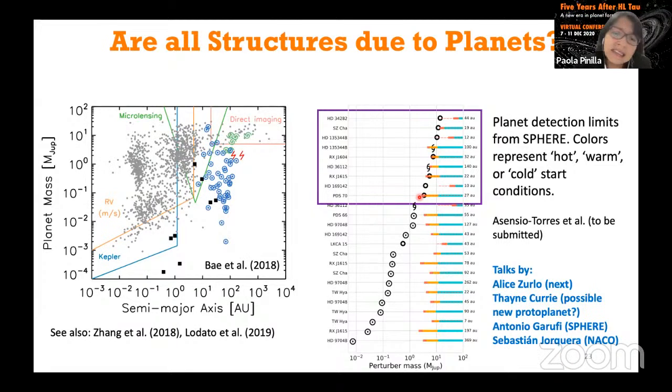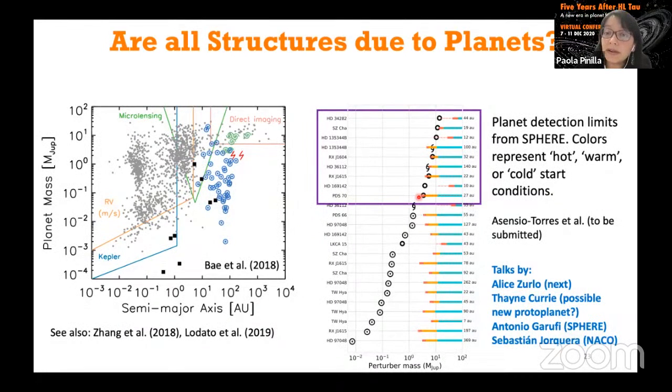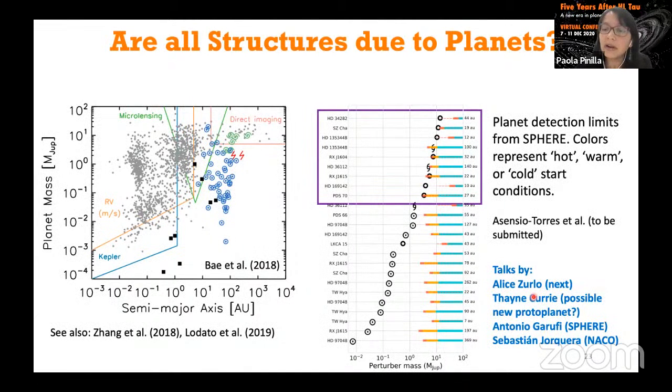Is it because our models are lacking something, or is it because we are neglecting something from observations? These limits also include extinction of the planets. So it is an open question. This is, of course, part of the next talk. Tyne also has a talk with a beautiful possible new protoplanet. Antonio also mentioned some of these results. And there is, of course, the talk by Sebastian that Laura also mentioned in her talk on Monday.